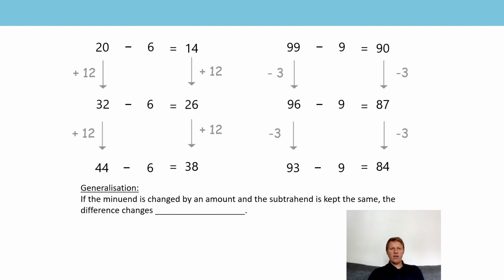So let's bring up that generalization we had before. If the minuend is changed by an amount and the subtrahend is kept the same, the difference changes by the same amount. That works for all values. We've seen 10 for increase and decrease, 12, 3. That will always be the case.